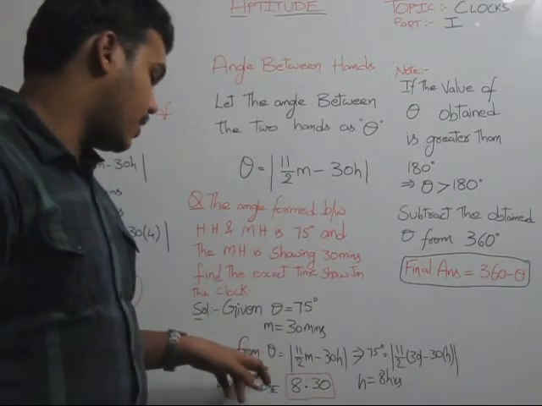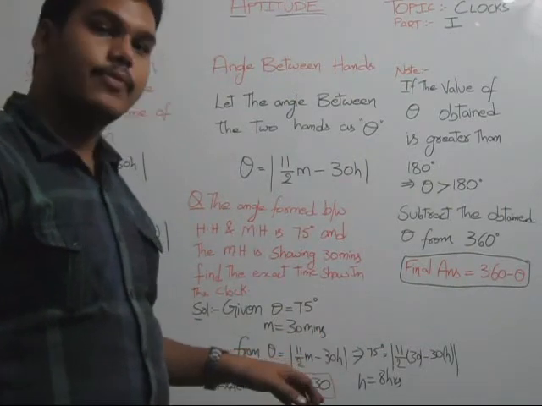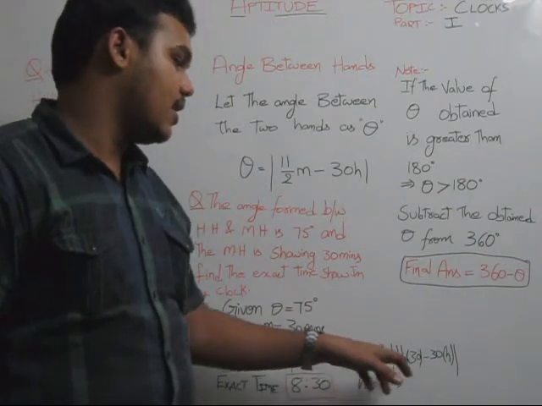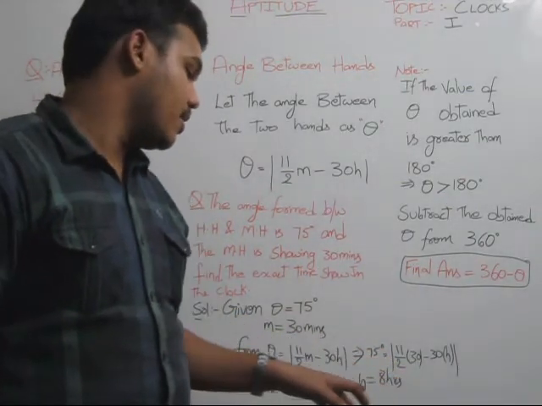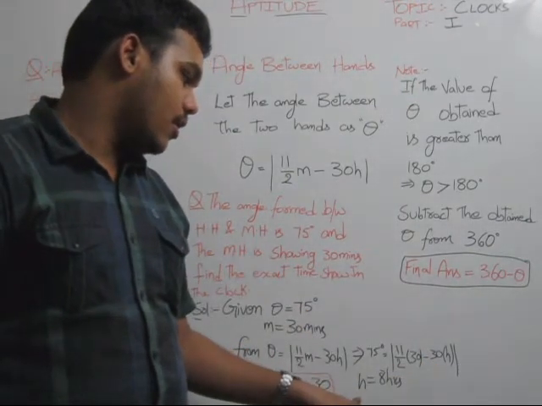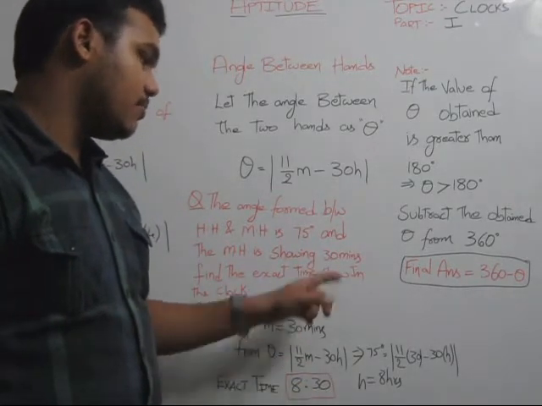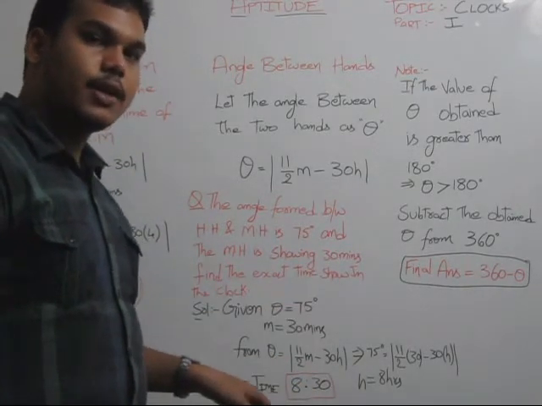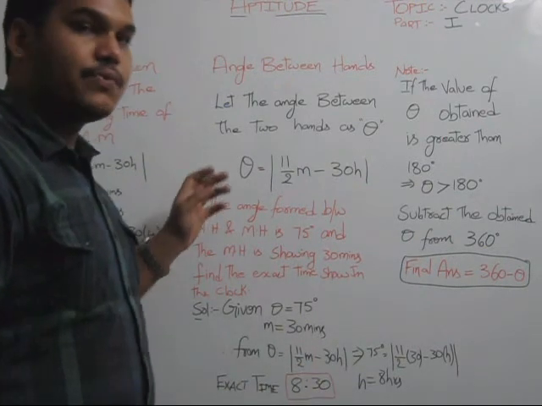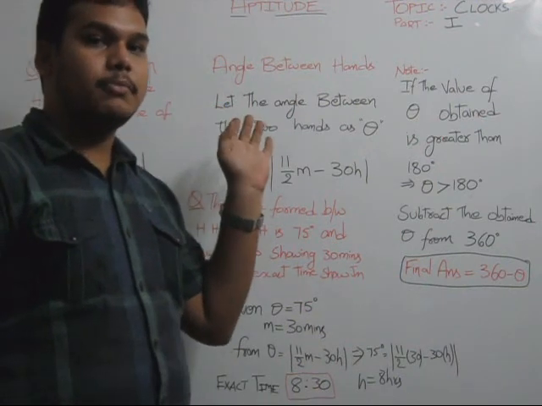Now by using the formula theta equal to 11 by 2 m minus 30h under modulus, and substituting the values of 75 degrees and 30 minutes in the formula, we get that the hour hand is on the number 8, and by including the 30 minutes, the exact time shown by this clock is 8 hours and 30 minutes. In this way, the problems on the concept of angle between the two hands are solved.